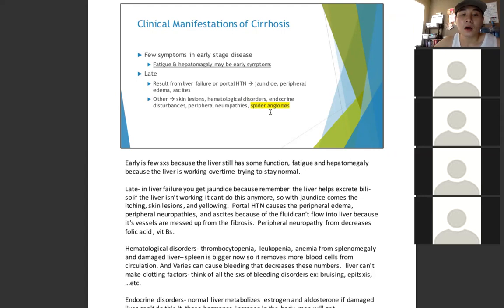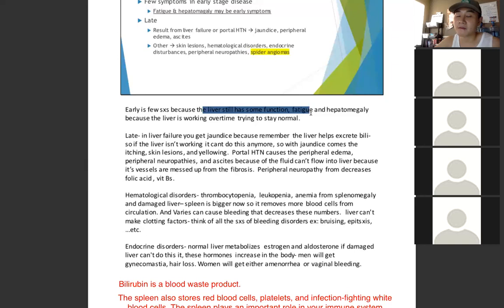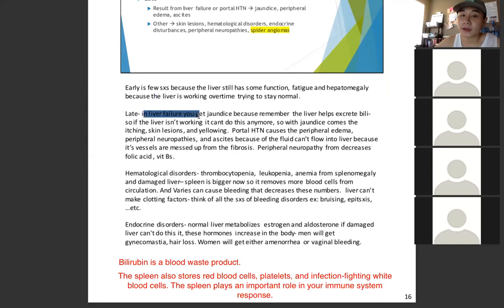All right, early is few signs and symptoms because the liver still has some function. Fatigue and hepatomegaly because the liver is working overtime and trying to stay normal. Makes sense. Late in liver failure, you get jaundice because remember the liver helps excrete bilirubin. So if the liver isn't working, it can't do this anymore. So with jaundice come the itching, skin lesion, and yellowing of the eye and the skin. Portal hypertension causes peripheral edema, peripheral neuropathy, and ascites because the fluid can't flow into the liver because its vessels are being messed up from the fibrosis.